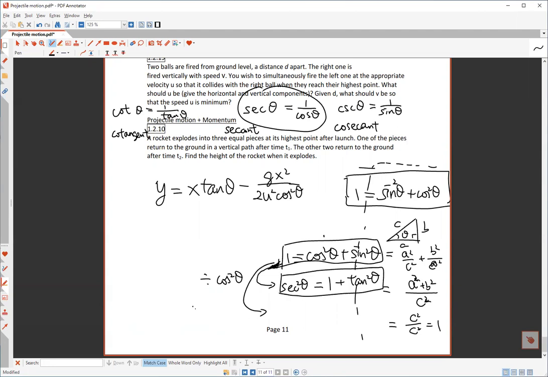And then we can also divide by sine squared theta on both sides of the equation. So 1 over sine is cosecant. So 1 over sine squared will become cosecant squared theta. Then cosine squared theta divided by sine squared theta, you get cotangent squared theta. Sine squared theta divided by sine squared theta is 1. Okay, that's it.